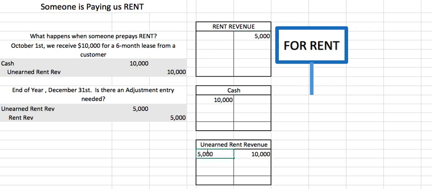Unearned rent revenue is a liability, and you see here when we close out this T account or balance out this T account, we still have $5,000 on our books as a liability. Why? Because they're going to use our building for 3 more months. So this is our liability and this is our revenue.